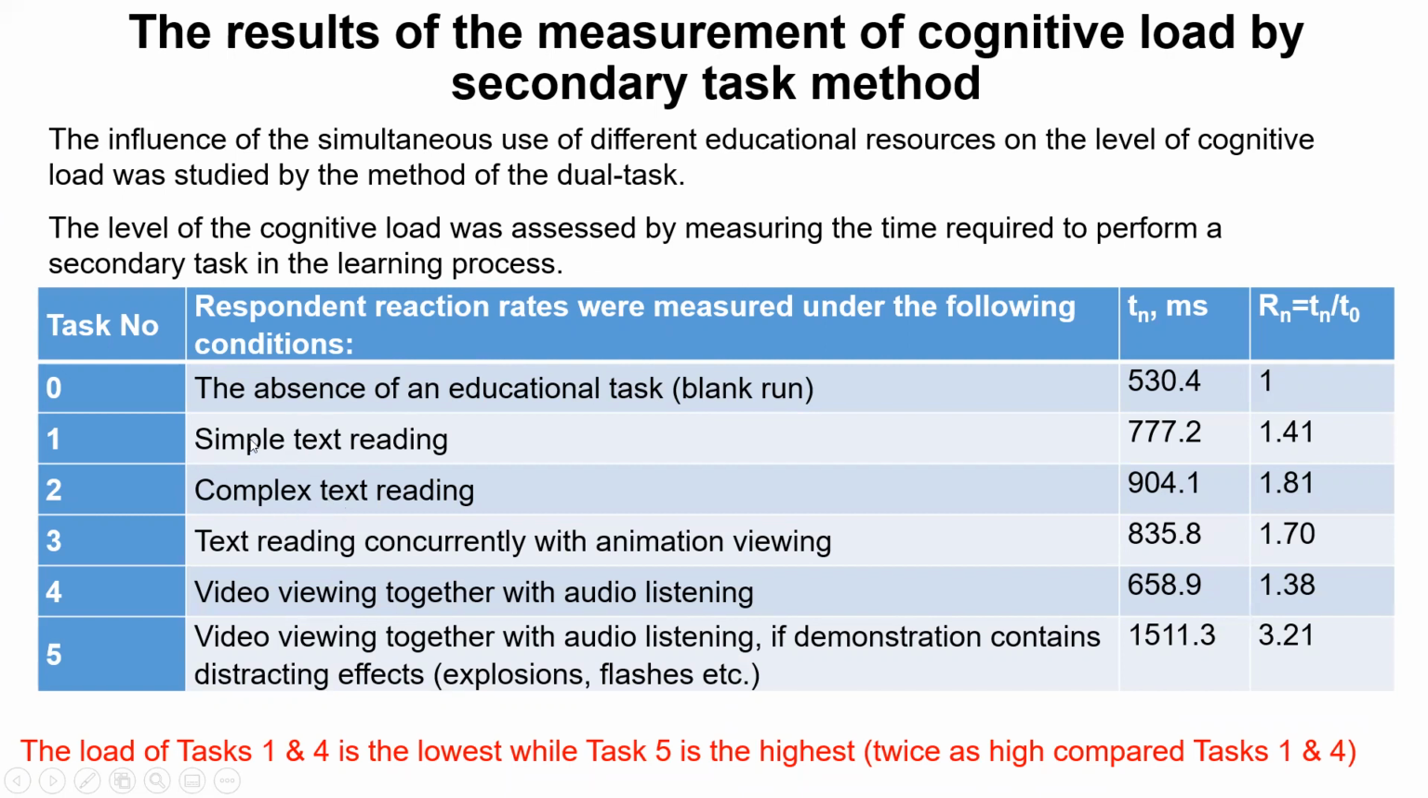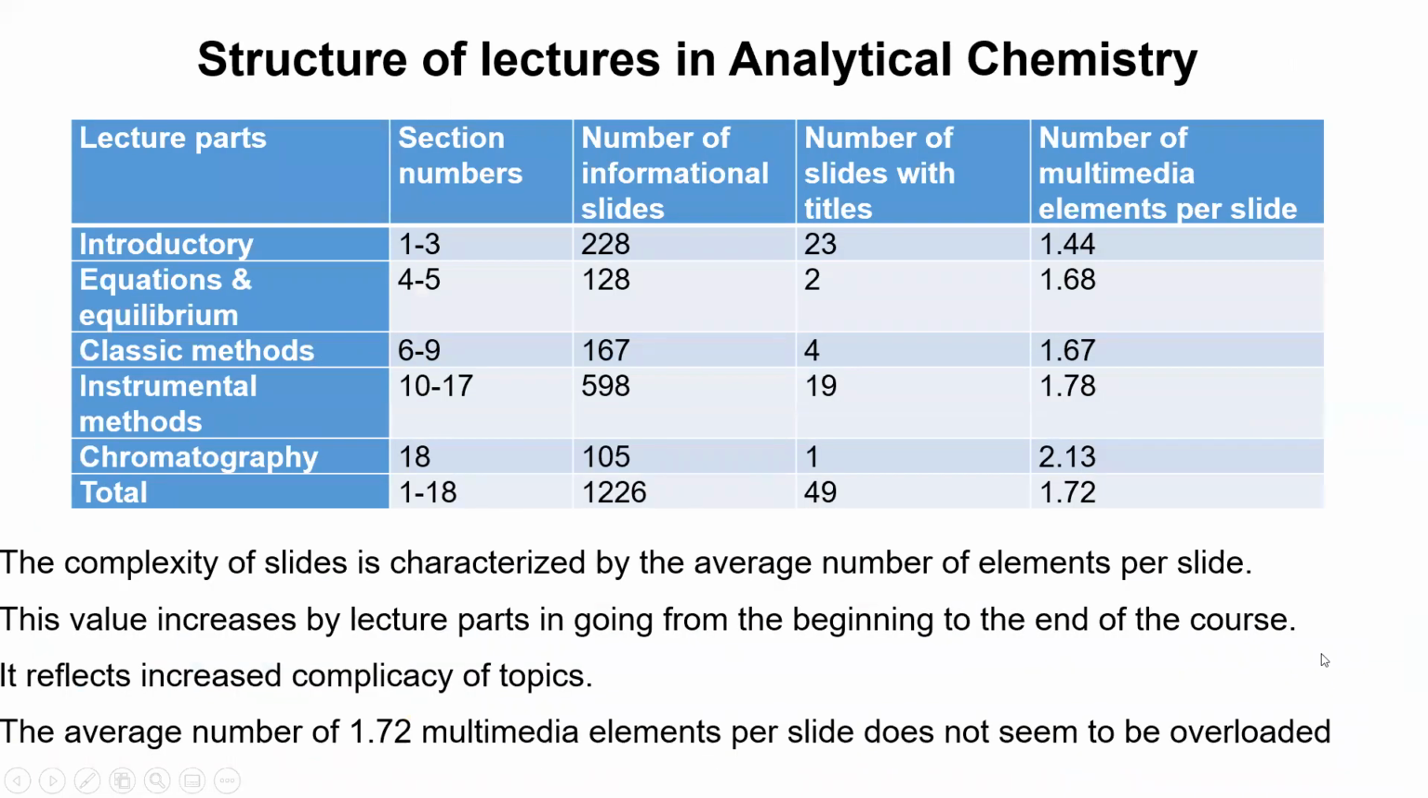For example, it may be simple text reading, complex text reading, and video or animation viewing, and others. And you can see the difference in tasks. Task 5 is the highest, twice as high compared to tasks 1 and 4 for students.